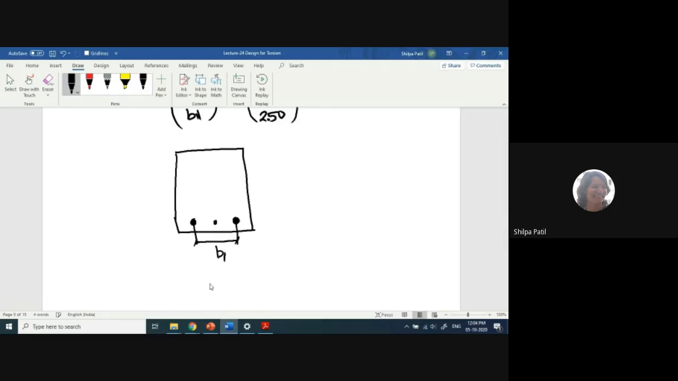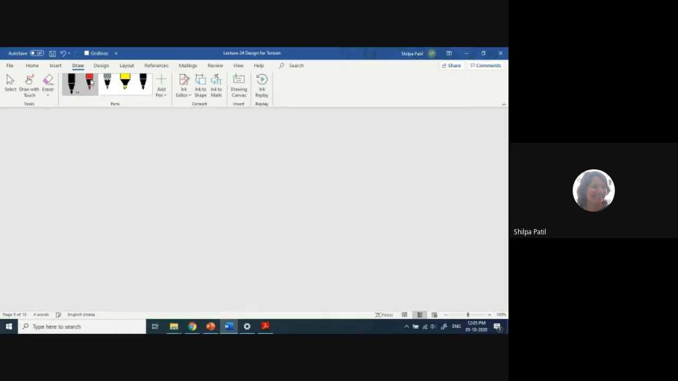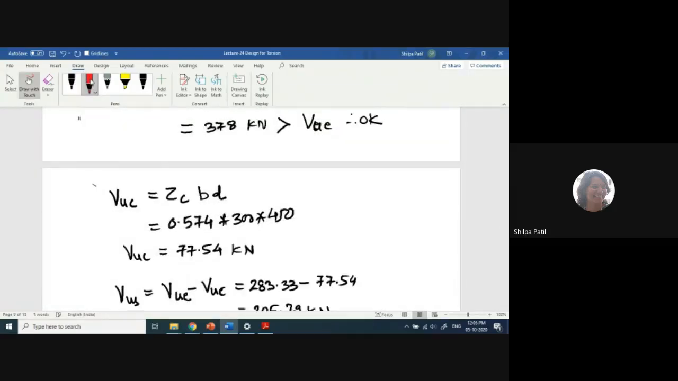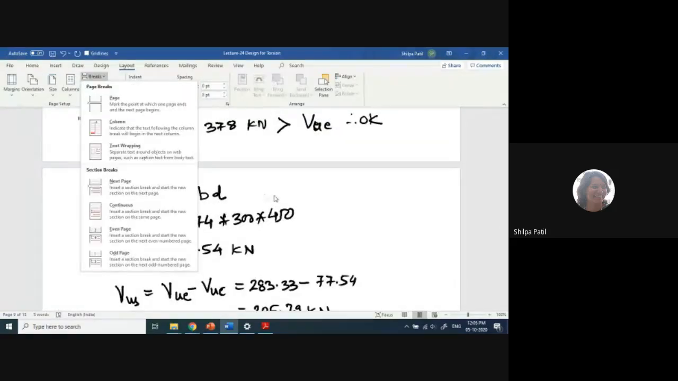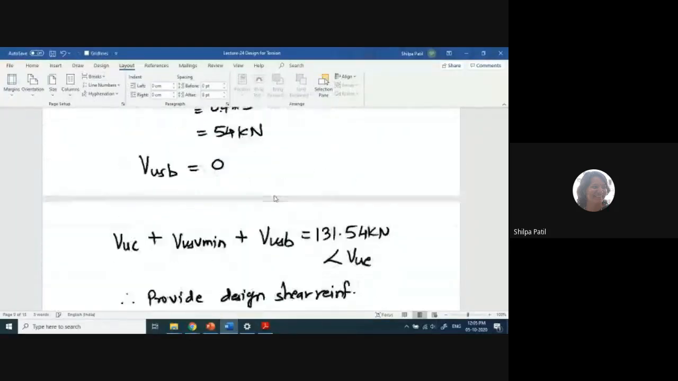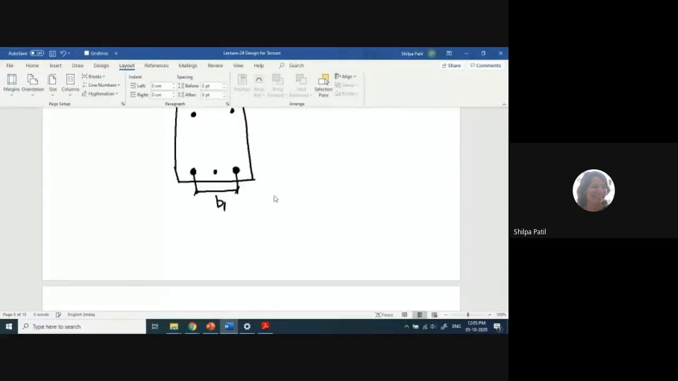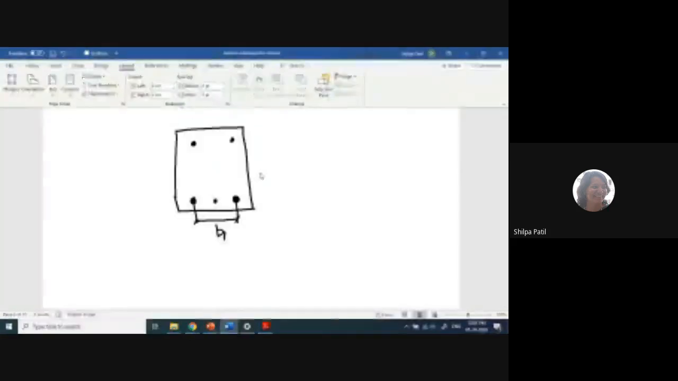We have already assumed the side cover, right? And don't forget that here the minimum reinforcement will also be there in the top, and I will simply change the color here. This is the stirrups. Okay.